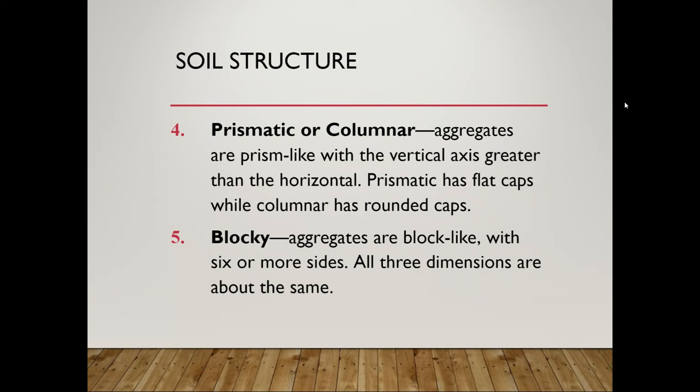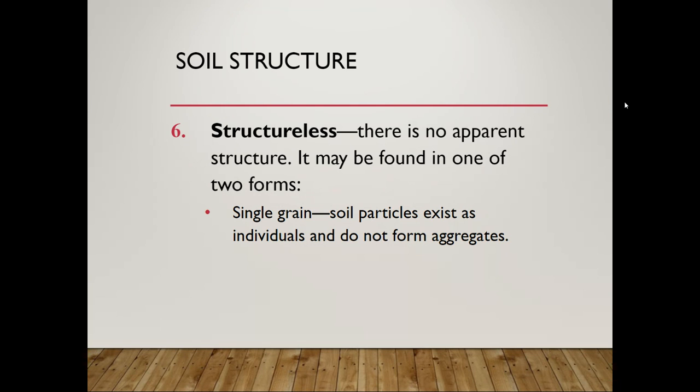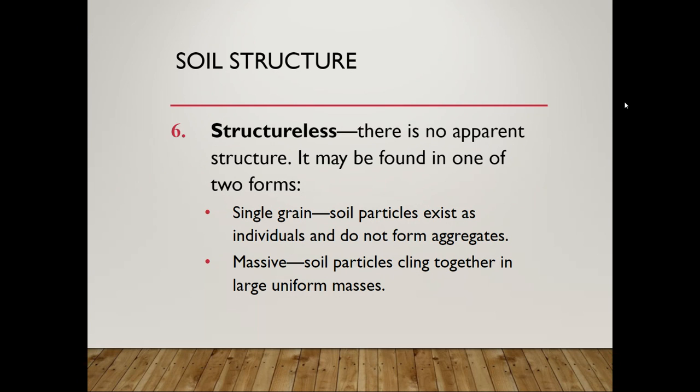You have columnar, which is column-like, a horizontal column-like. Blocky are exactly what you think it is. The particles are block-like with 6 or more sides. All three dimensions are about the same. Then you have structureless, and there is no apparent structure. It may be found in one or two forms. Single grain, where soil particles exist as individuals and do not form aggregates, or massive, where soil particles cling together in large uniform masses.